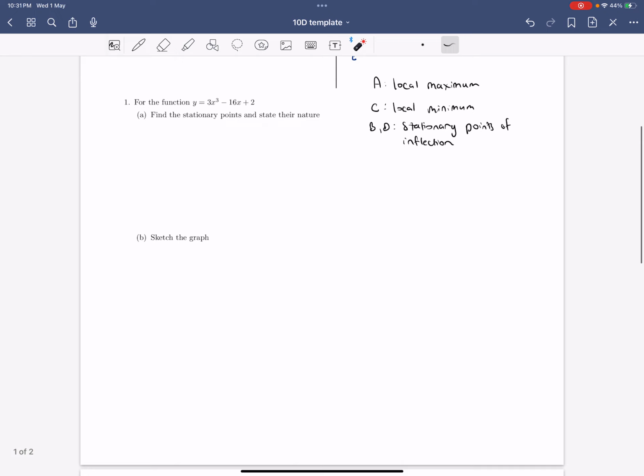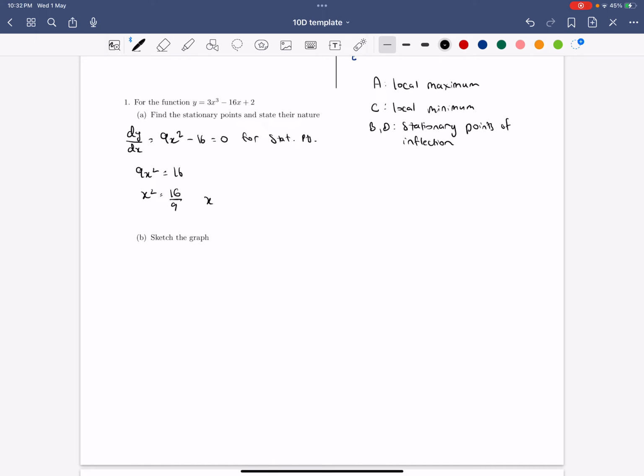Question 1, you've got a function. You need to find the stationary points and state their nature. So first thing, to find the stationary points, you differentiate dy/dx, so you get 9x squared minus 16. Okay, and you know you have to set it to 0 to find your stationary points. So if this is equal to 0, that means 9x squared is equal to 16, which means x squared is equal to 16 on 9.